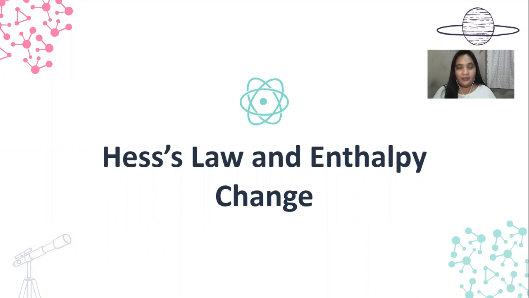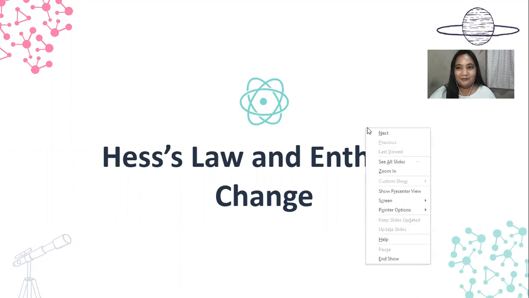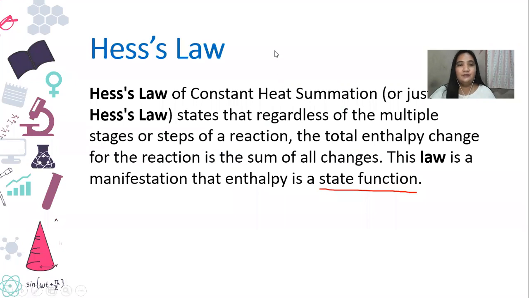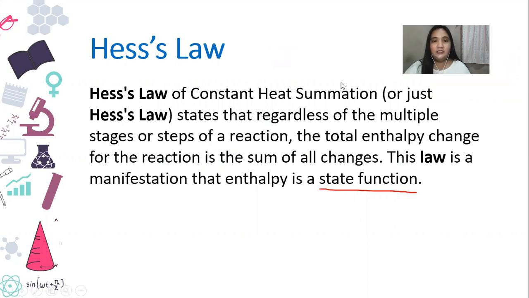Okay, so let's go back to Hess's law. As defined here, Hess's law, most often also called the law of constant heat summation, states that regardless of the multiple stages or steps of a reaction, the total enthalpy change for the reaction is the sum of all changes.